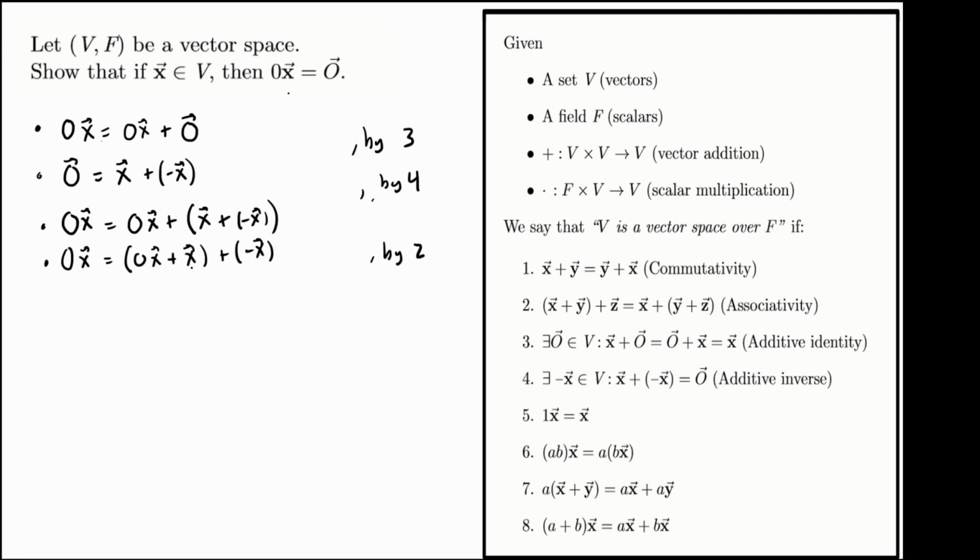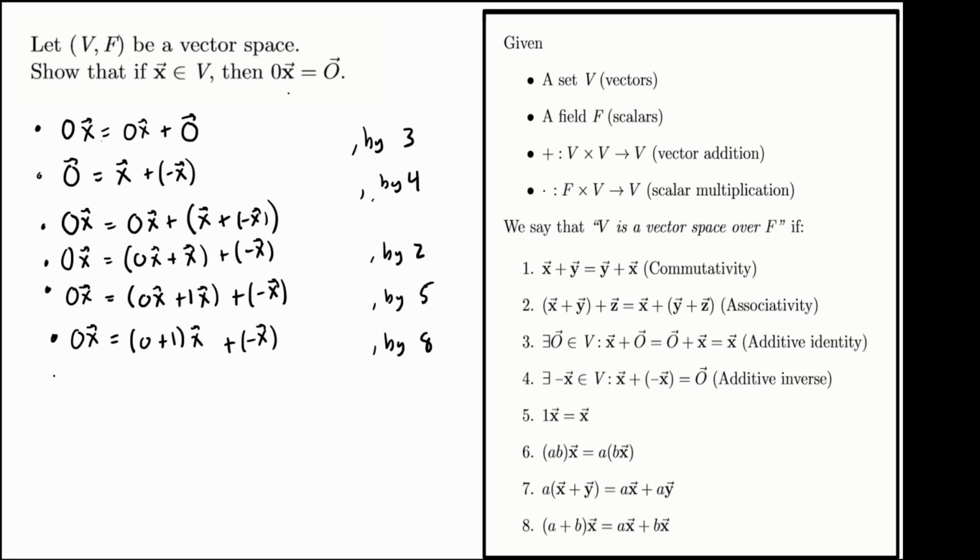Now here's a rule that I haven't used yet. I'm going to use the fact that 1 times x is equal to x. So this is property 5. So I have 0x is equal to 0 times x plus 1 times x, plus minus x, and this is by property 5. Now I'm going to factor out the vector x. We're going to use the distributive property, number 8. So this gives me 0x is equal to 0 plus 1 times the vector x plus the additive inverse of x.